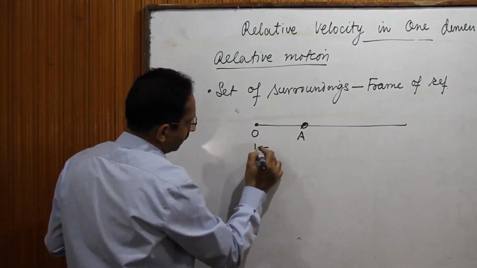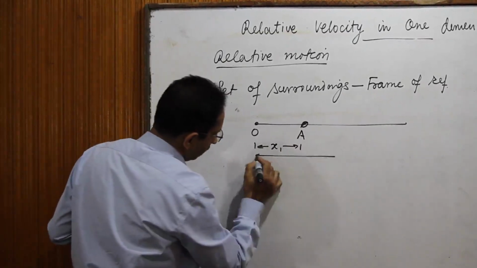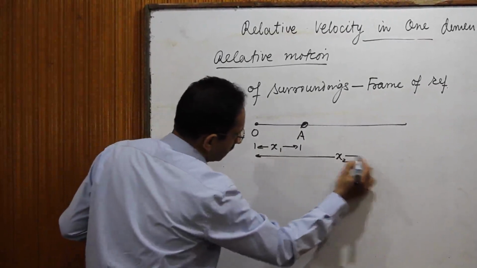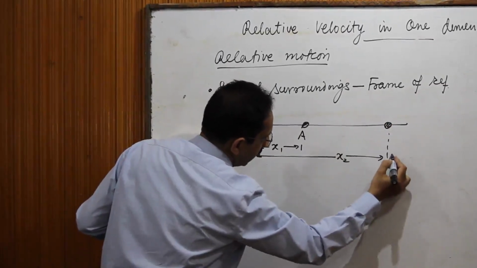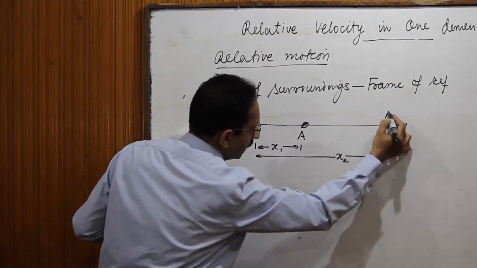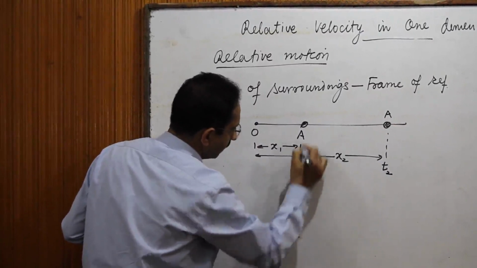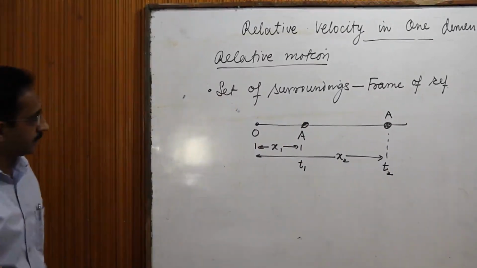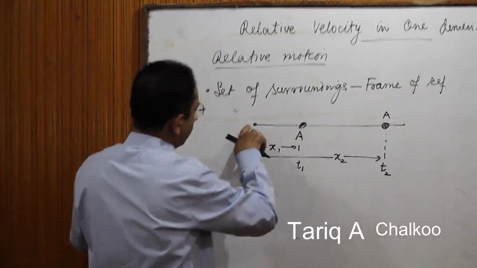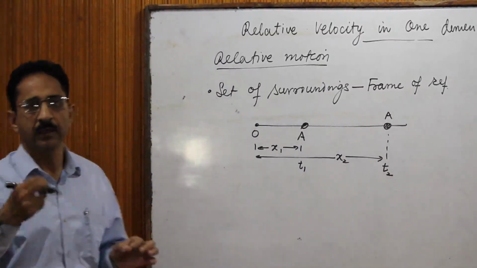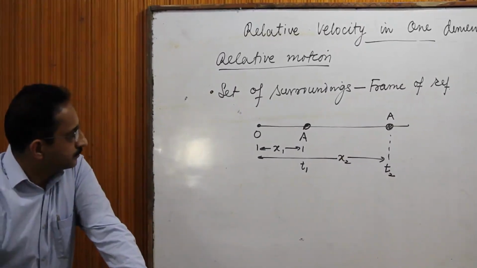At some point of time, say T1, A was at x1. At another point of time, say T2, A traveled to a new position. So this is A at time T2, and this was at time T1. This way, every time we determine the position of A, we use O as a fixed point and take its support to find the position.